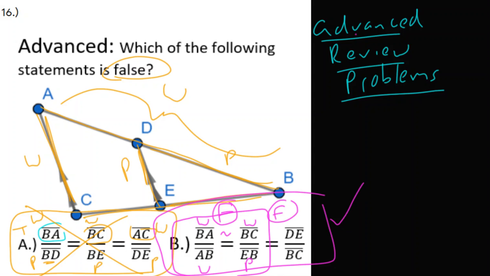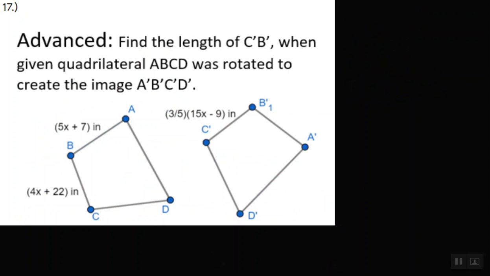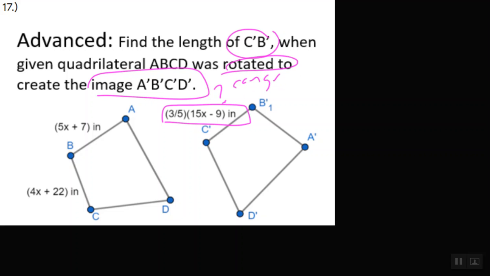Alright, let's move on. Okay, here's problem 17. Find the length of C prime, B prime. We want to know this one right here. When given quadrilateral ABCD was rotated to create the image of A prime, B prime, C prime, D prime. Well, guys, what does rotated mean? It means that our shapes are going to be congruent. There's no dilation, there's no change in size.